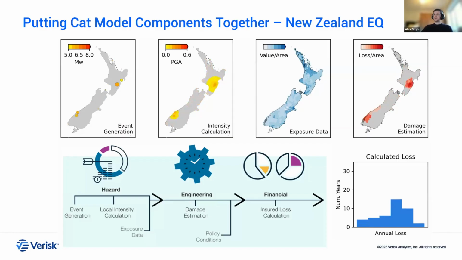Next, we can input some nationwide exposure data, which has a certain vulnerability to the hazard as determined by our expert engineering teams. And this is then all run through our financial module to generate an annual insured loss that we can see building in this distribution. As we repeat this over many years, we start to obtain a distribution of possible losses. And this is incredibly useful, as we are about to see.